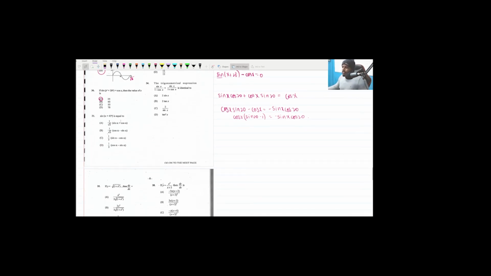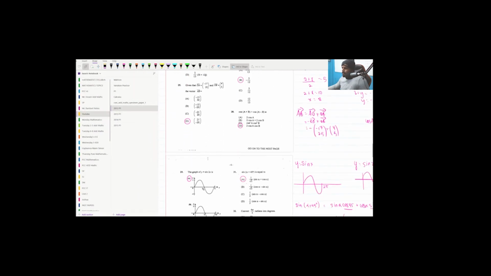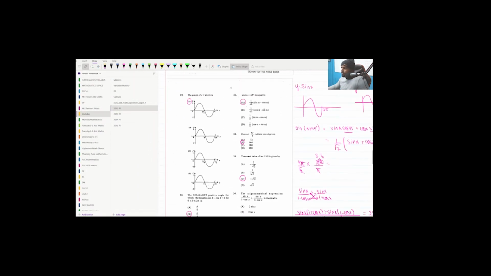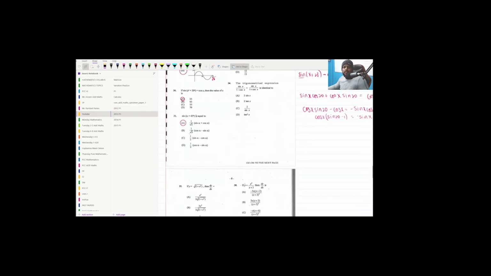This was a repeat question. This was one on root 2. Sine alpha plus cos alpha. If we go back here, definitely was a repeat. Sine of alpha plus 45.